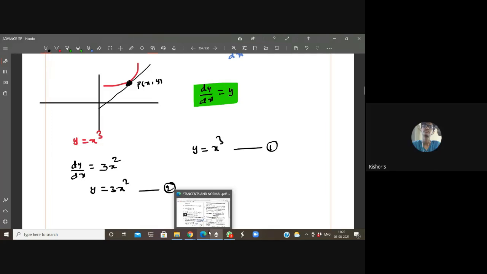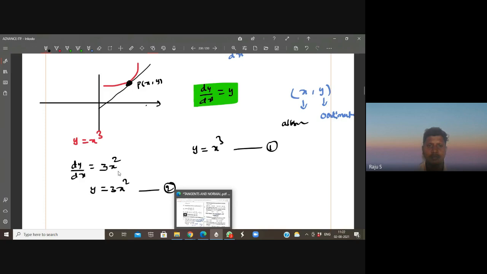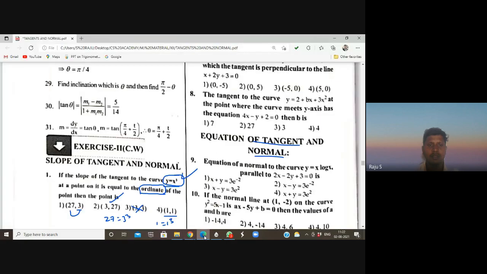What does ordinate mean? Ordinate means y coordinate. Here, the point we can always take as x comma y. x is called abscissa, yes or no? And y is called ordinate. The name of abscissa is x coordinate. Okay, right. So this slope I equated to the ordinate, that is y. So which of the options is satisfying this equation 2?